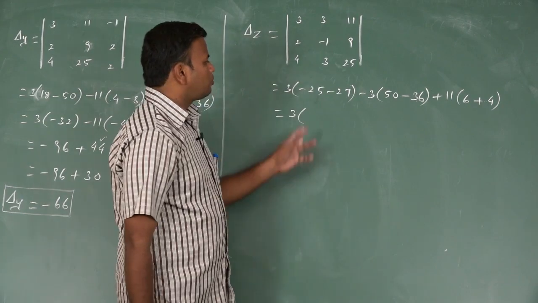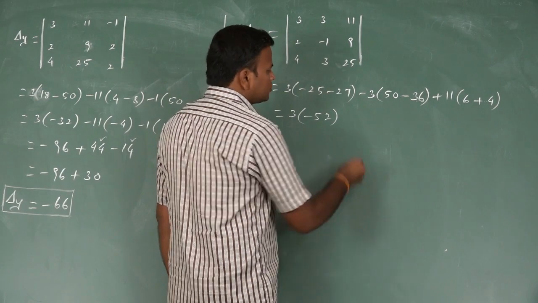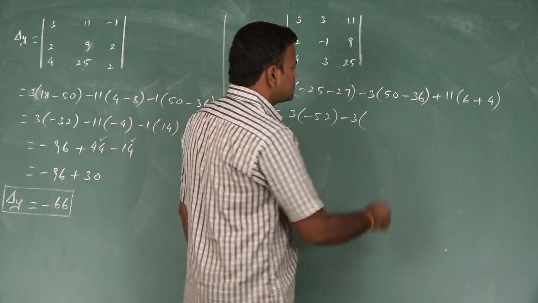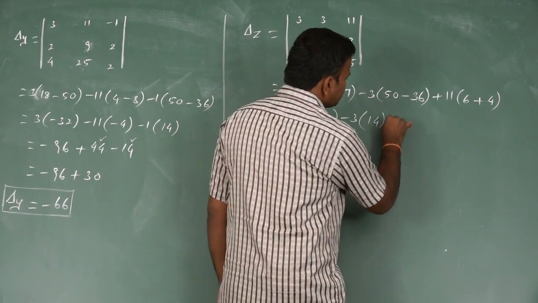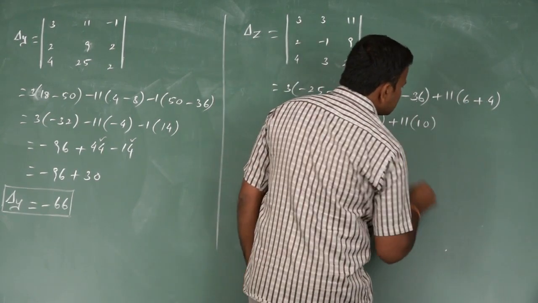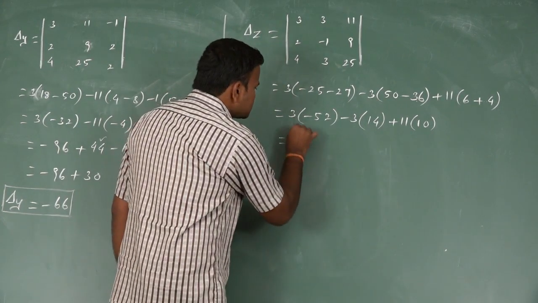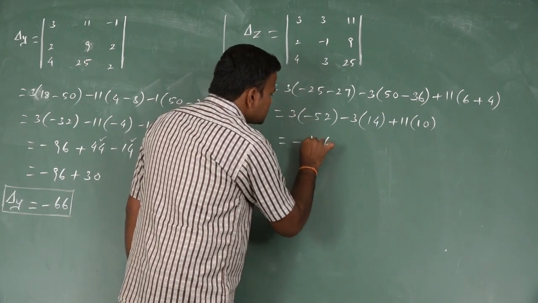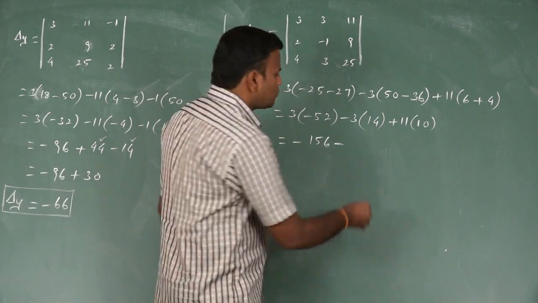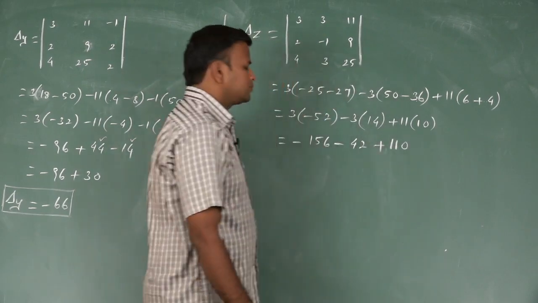Minus 3 of minus 25 minus 27 is minus 52. Minus 3 of 50 minus 36 is plus 14. Plus 11 of 6 plus 4 is 10. 3 into minus 52, plus and minus is minus. 3 2s are 6, 3 5s are 15, so minus 156. Minus 3 40s is 42, plus 11 10s are 110.